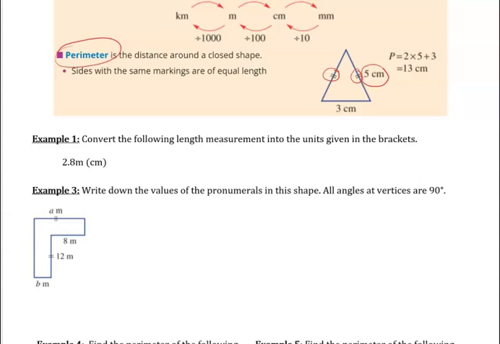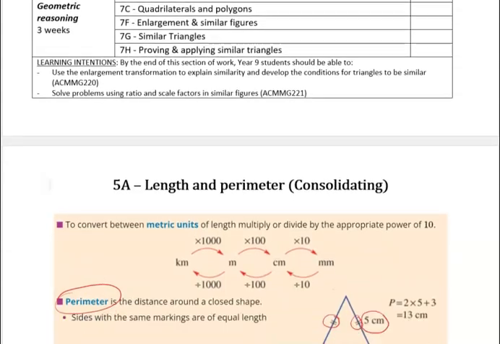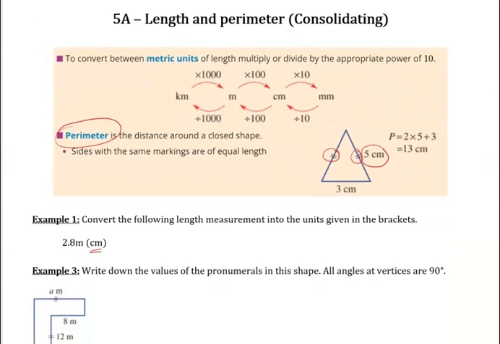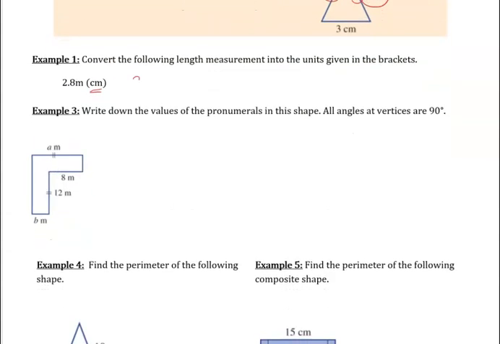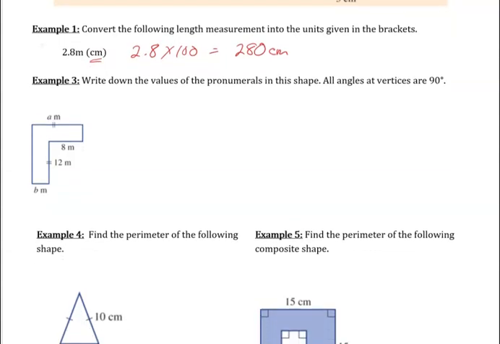First, we convert the following length. So 2.8 meters in centimeters. How do I get from meters to centimeters? That is times 100 from meters to centimeters. 2.8 times 100, and that equals 280 centimeters. So 2.8 meters, almost 3 meters, is almost 300 centimeters. Makes sense.